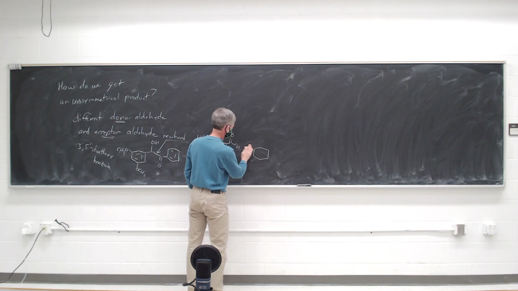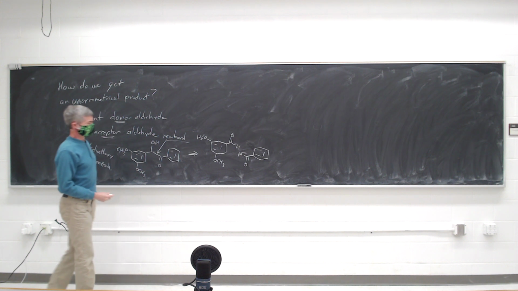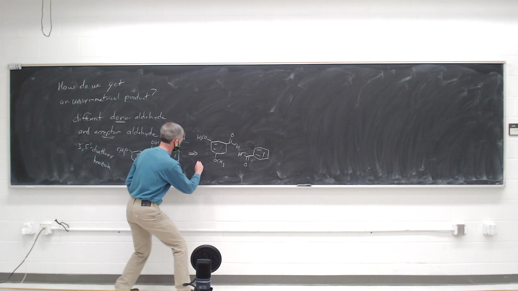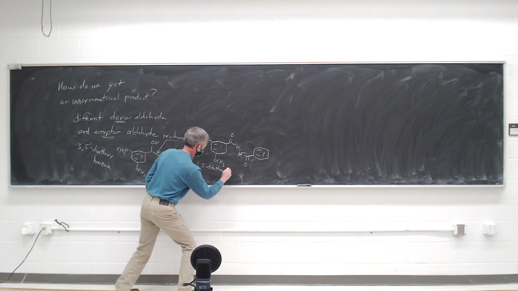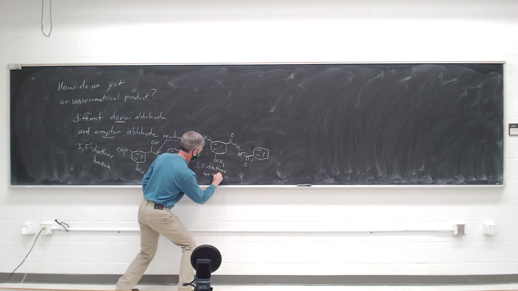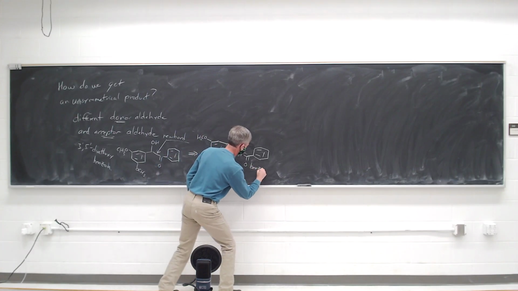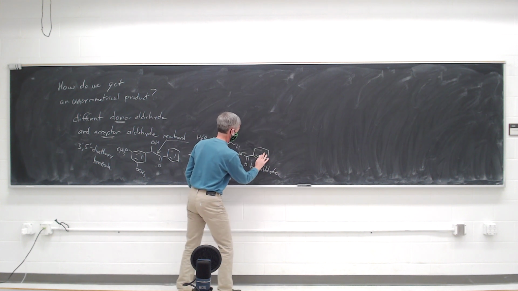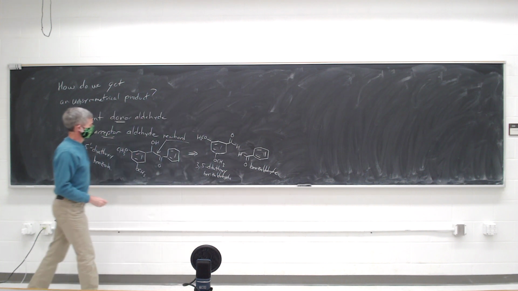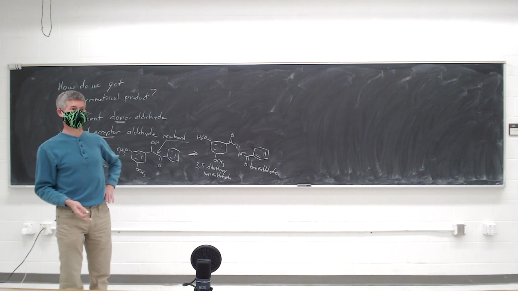Benzaldehyde on one side, and 3,5-dimethoxy benzaldehyde on the other side. So the first thing we need to decide is which one of these is the donor and which one is the acceptor.